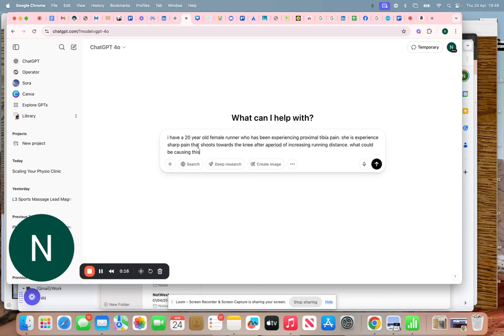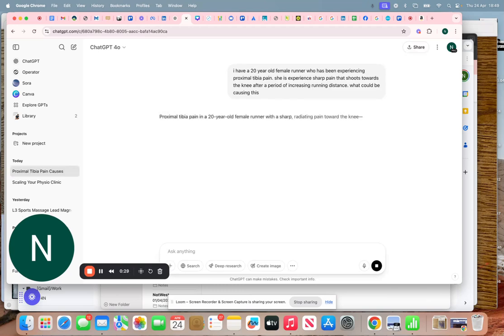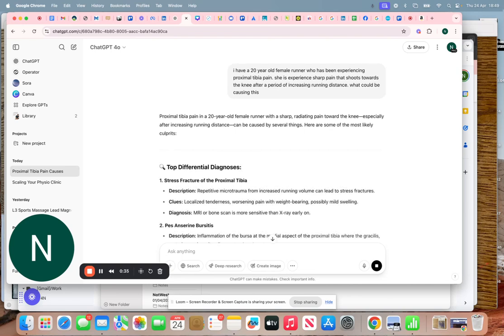I've changed some of this data to make sure that she can't be identified, but I wanted to see what ChatGPT came up with when I started doing some clinical reasoning. So I put in, I've got a 20-year-old runner experiencing proximal tibial pain. She's experienced sharp pain that shoots towards the knee after a period of increased running distance. What could be causing this? So it came through to look at the top differential diagnoses.